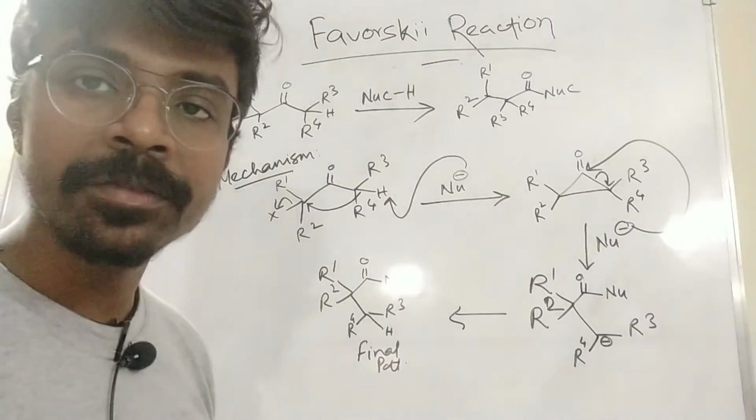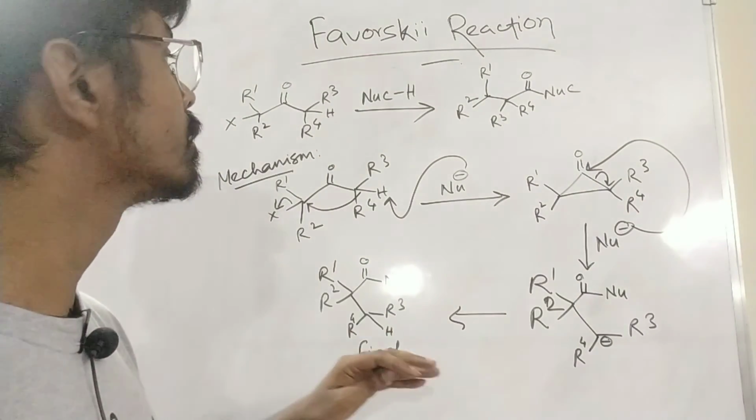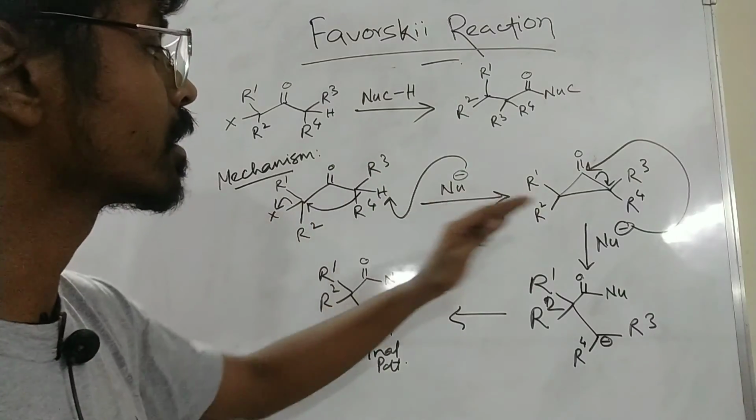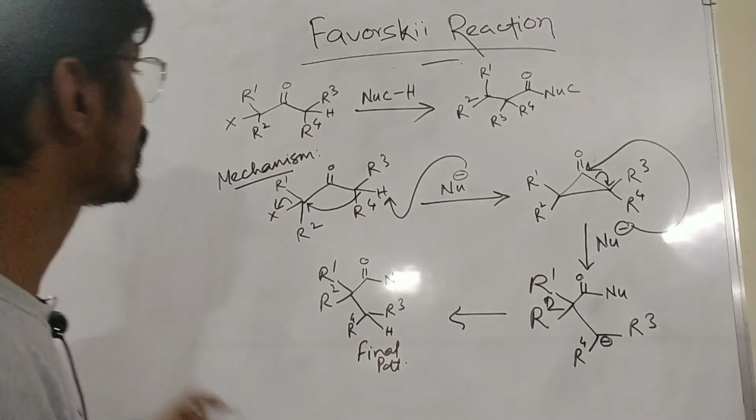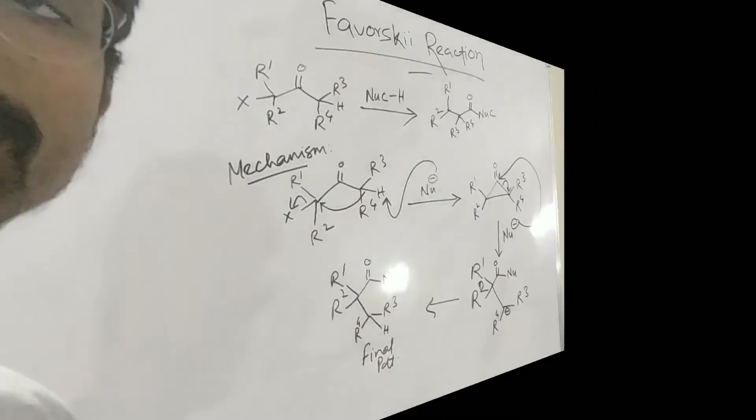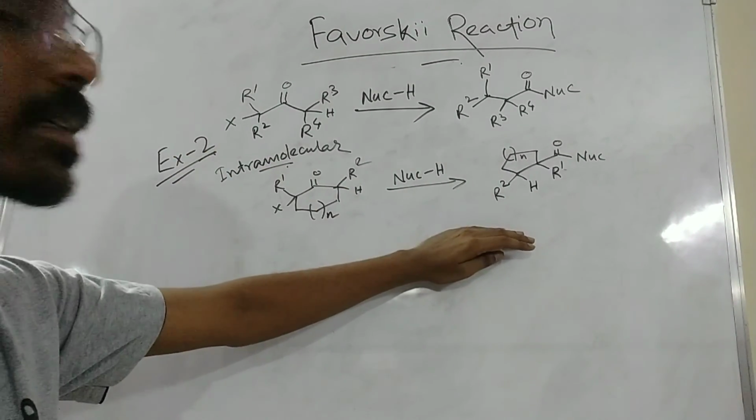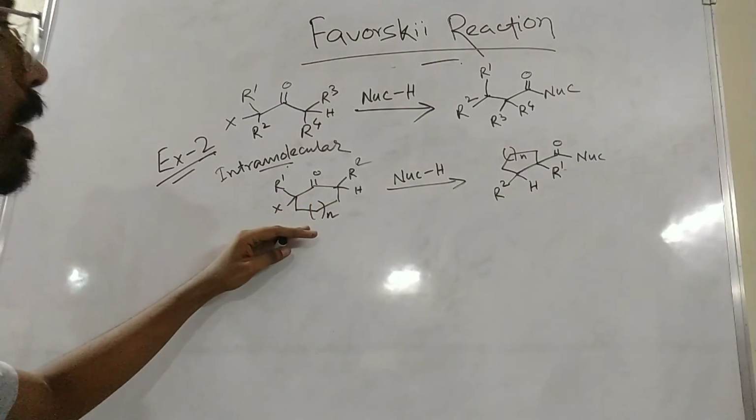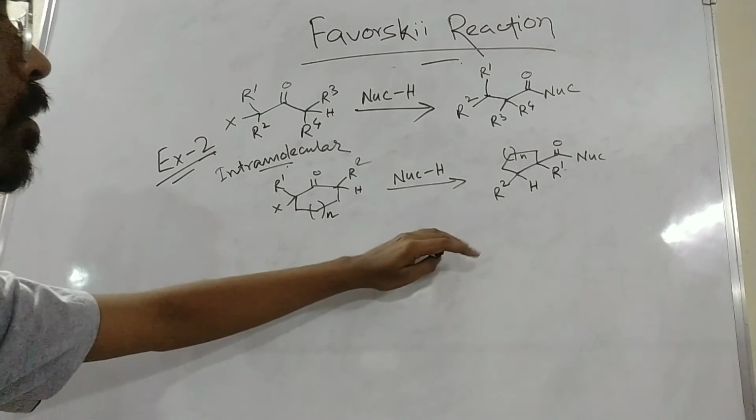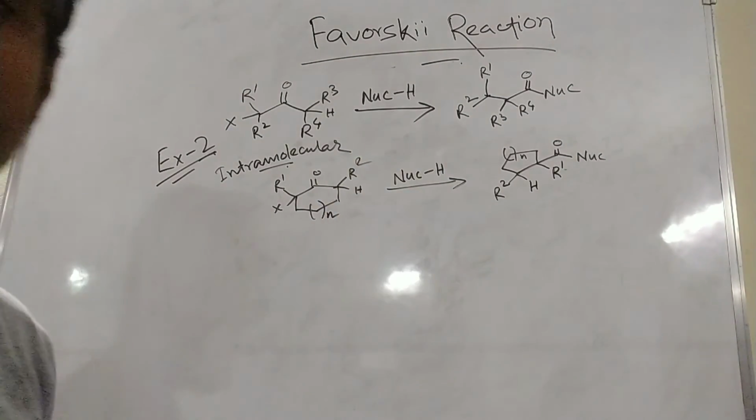Now I am going to give one example which will clear your idea about which side the ring will break. So our first example will be, this is an example of the Favorskii reaction. It is our final product, this is our starting material, and the reaction will move by the mechanism which I have discussed earlier.